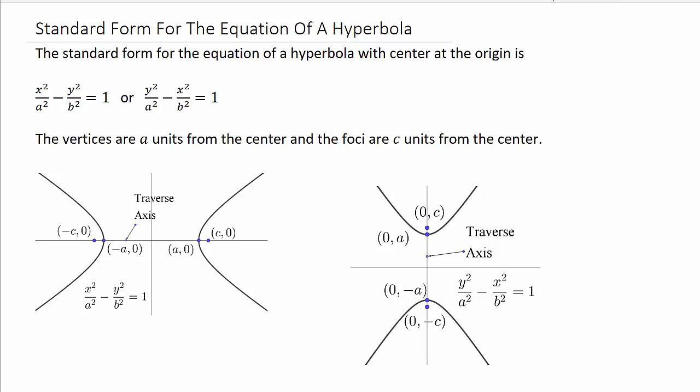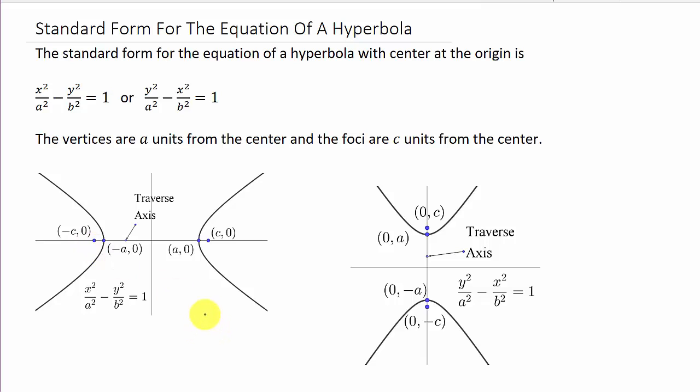It says the standard form for the equation of a hyperbola with center at the origin is x squared over a squared minus y squared over b squared equals 1, or y squared over a squared minus x squared over b squared equals 1. The vertices are a units from the center, and the foci are c units from the center. Okay. Alright, so let's talk about this a little bit more. Whatever a is, whether the a is under the x term or under the y term, that's how many units the vertices are from the center.